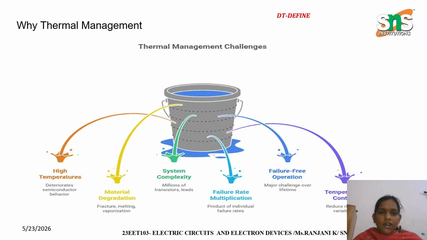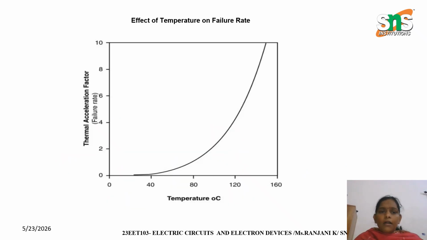These are the challenges of thermal management. High power provides high temperature, and whenever the high temperature is reached, we need to maintain it. Next are material degradation, system complexity, failure rate, and also temperature compensation and fail-free operation are required.